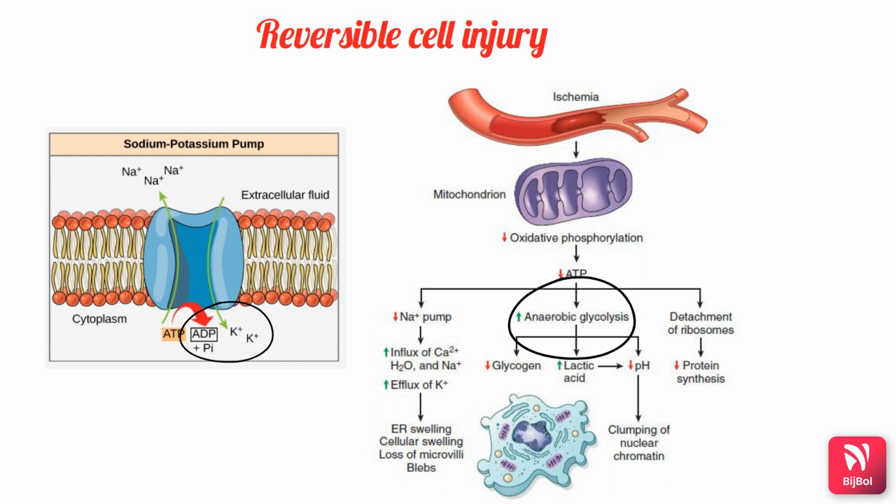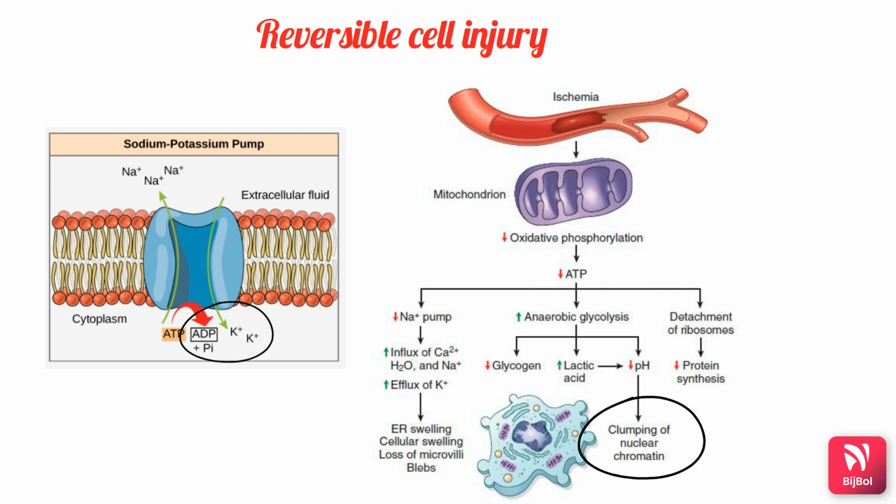And as there is ischemia and hypoxia, there will be increased anaerobic glycolysis, because there is no oxygen. What is the consequence of anaerobic glycolysis? It is lactic acid production, whereas in aerobic glycolysis pyruvic acid is produced. Because of increased lactic acid, there will be a decrease in pH, that is, the acidic environment will be more. As there is an acidic environment, there will be changes in the nuclear chromatin, that is, clumping of nuclear chromatin, which will be seen as a result of anaerobic glycolysis.